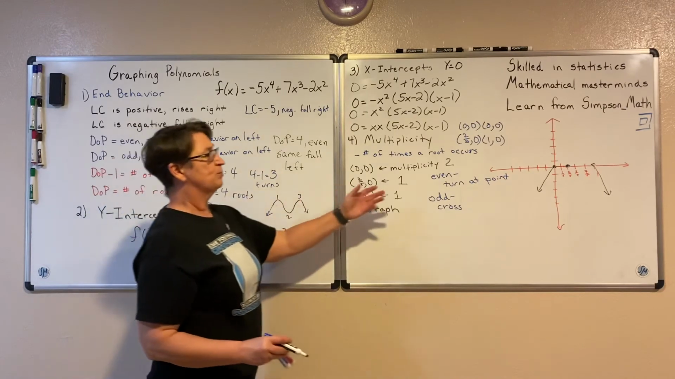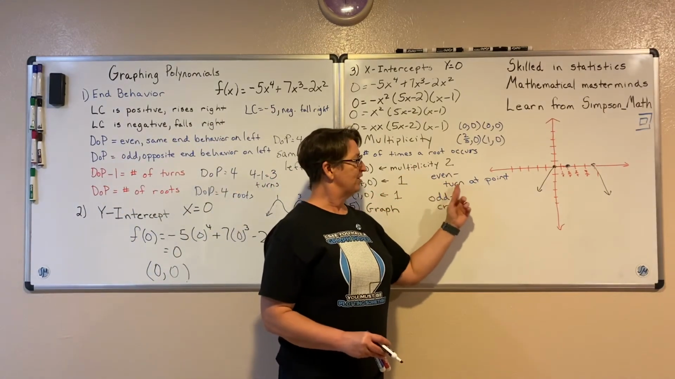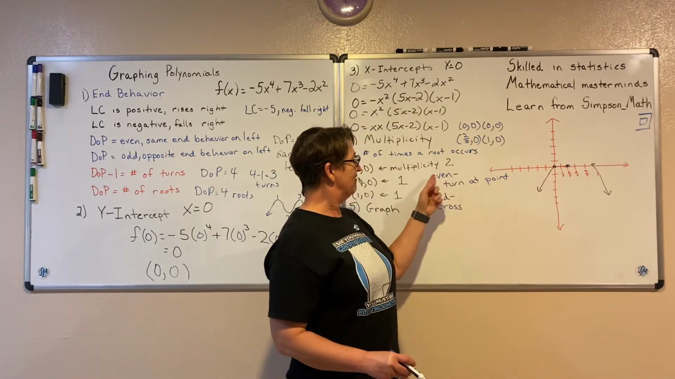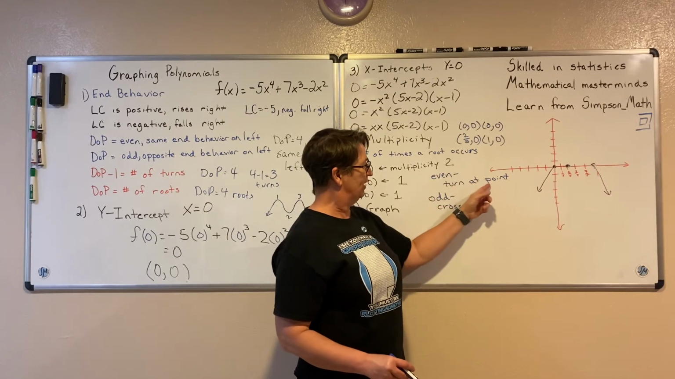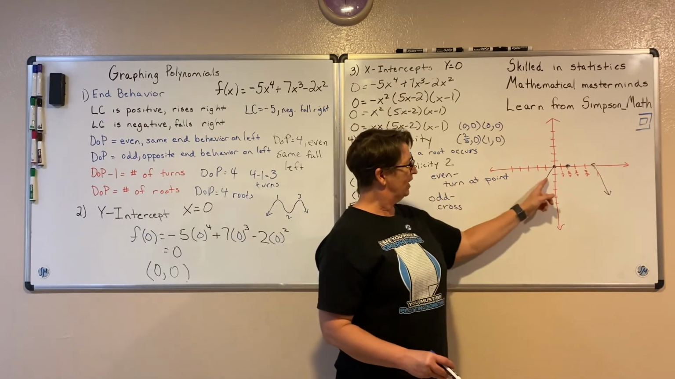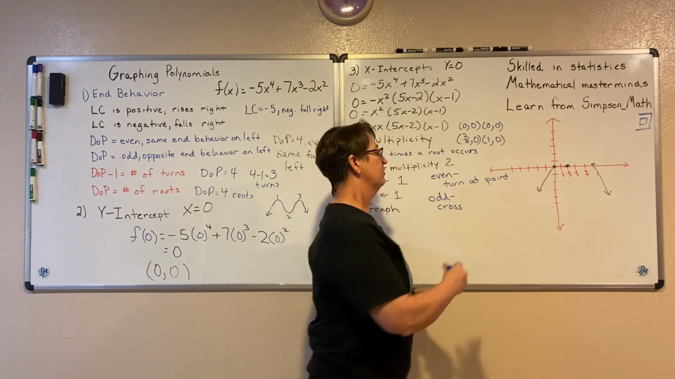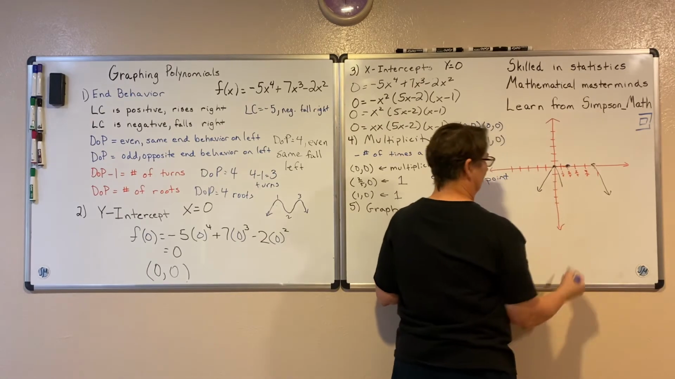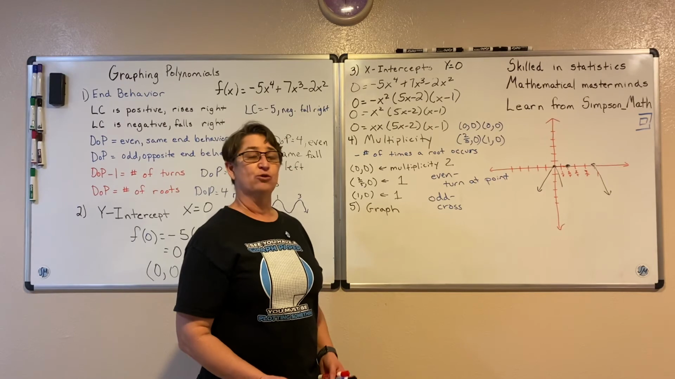Then, this multiplicity tells me what's happening in the middle. So at this x-intercept, 0, 0, it was even there. It showed up twice, so it's going to turn at that point. In other words, when it hits this 0, 0, it's going to turn back around. So I'm going to hit this point and come back down. Now, it's a mystery right now how far down it's going to go.